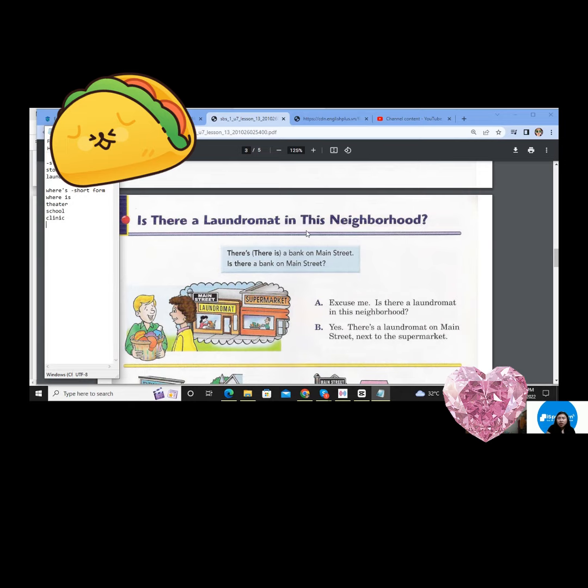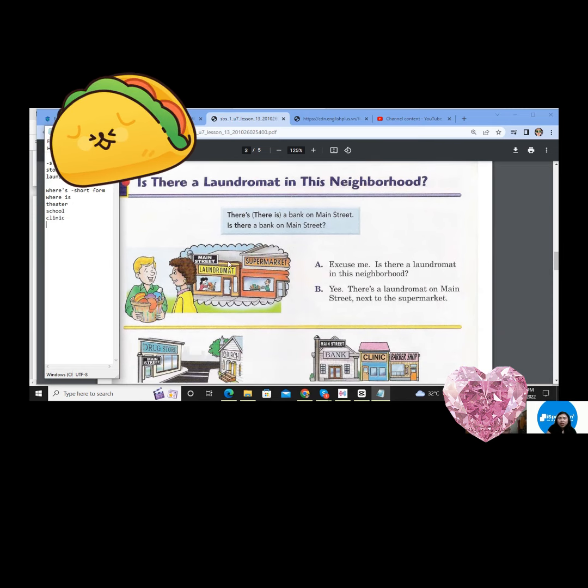Okay, and we're going to ask a question. If we're going to ask a question, we're going to make it like this: Is there a bank on Main Street? Please read. Is there a bank on Main Street? So we put the verb first. Okay, so you are asking.